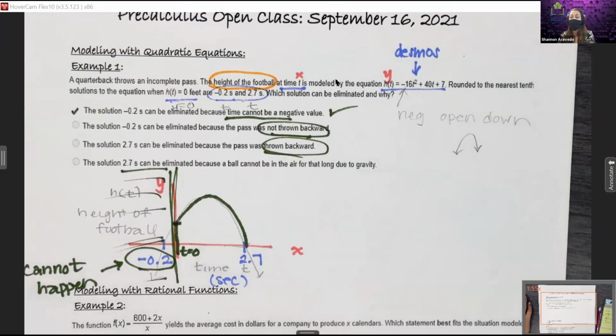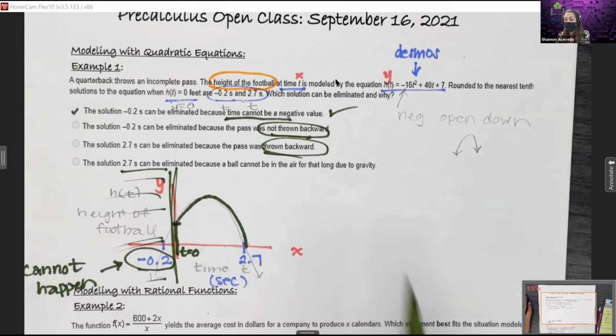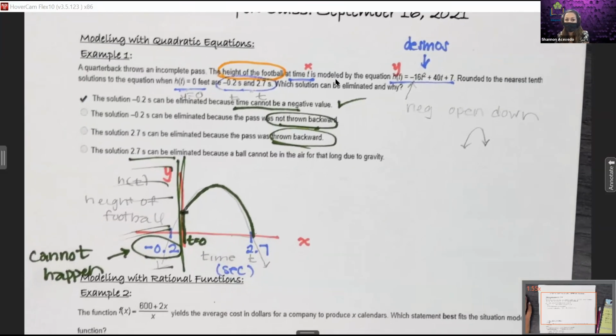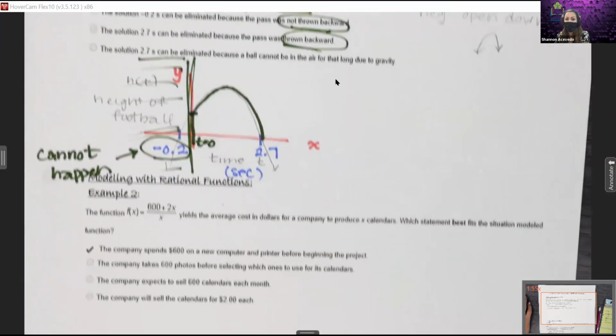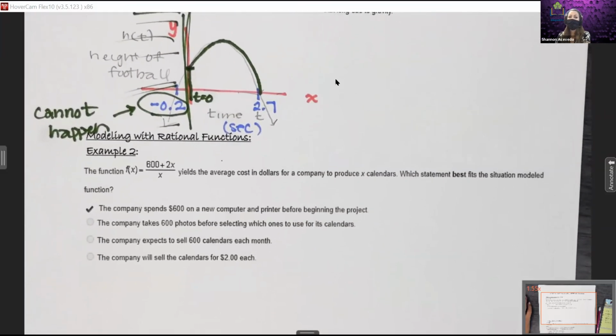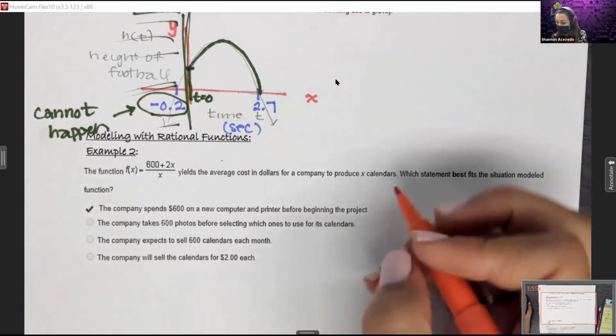So this is focusing on quadratic equations. So all of them are going to be your parabolas. This next example has to do with rational equations. And as a little bit of a review, when we talk about rational equations, something that comes in helpful.